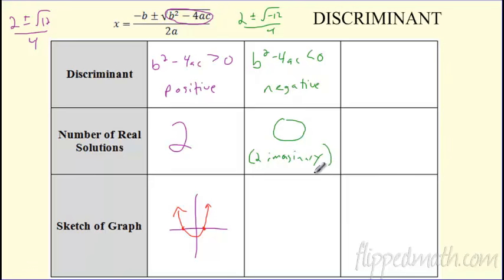So no real solutions. And then graphically, what does that look like? Where do they cross if I graph? Well, they don't. Maybe it looks something like this. It never crosses. They're just imaginary roots there. Awesome.